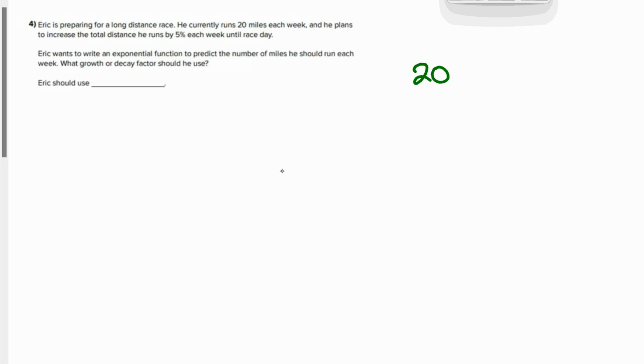All right, looking at number 4, we have Eric running, and he runs 20 miles each week, and then he plans to increase that total by 5%. So a 5% increase, right? So 5% of 20 is 4, right? But he's not going to run 4 miles the next week. He's going to run 20 plus 4, right? So we got to add that.